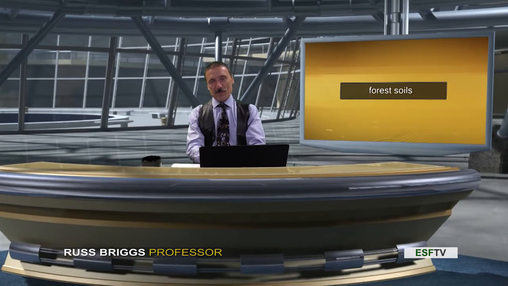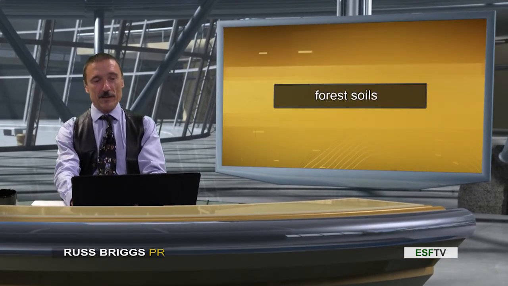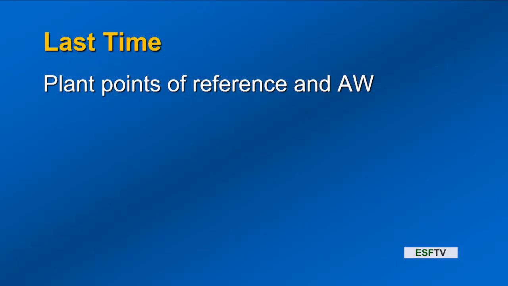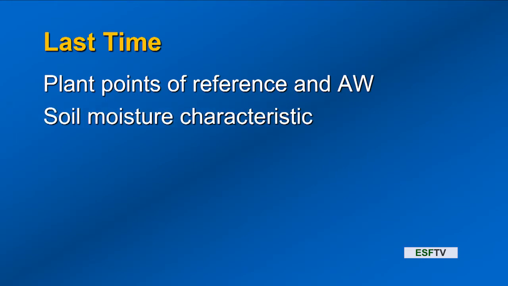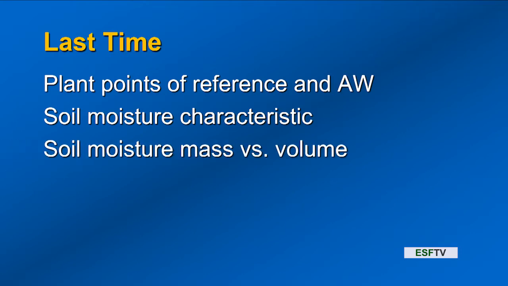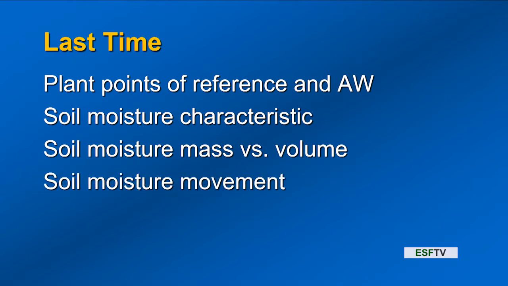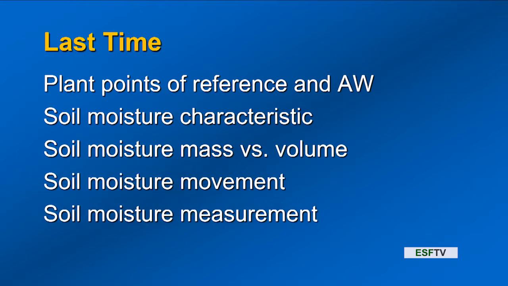And what I'd like to do is remind us where we've been. So last time we talked about our points of reference for available water. We talked about the soil moisture characteristic and actually spent some time calculating it and going through the graph. We then compared mass versus volume, thinking about soil water. And we ended up talking about movement. And we may have gotten a little bit to measurement.